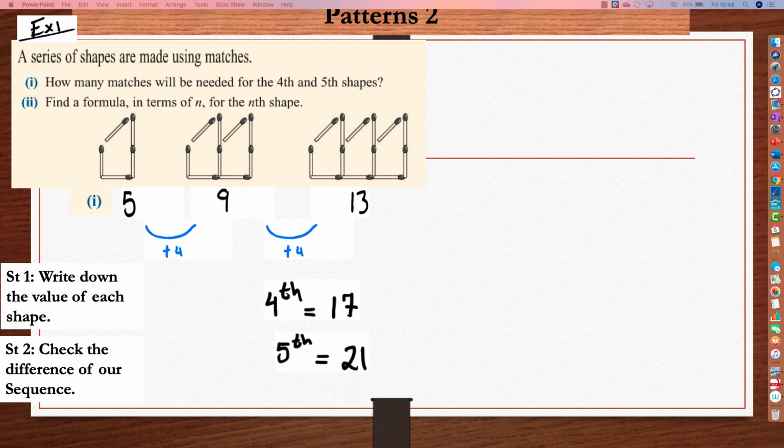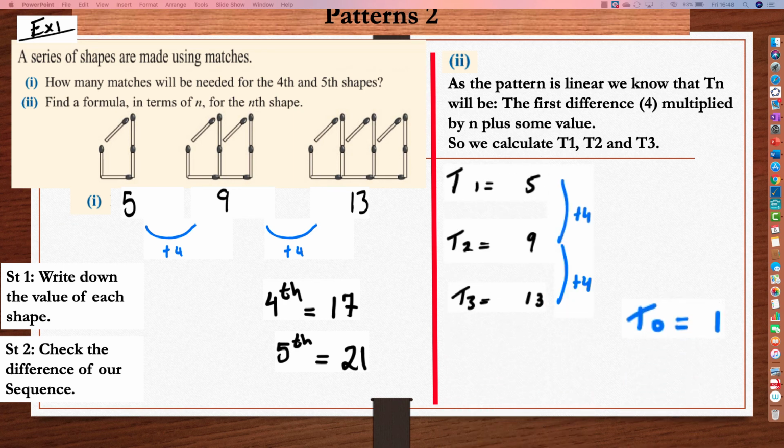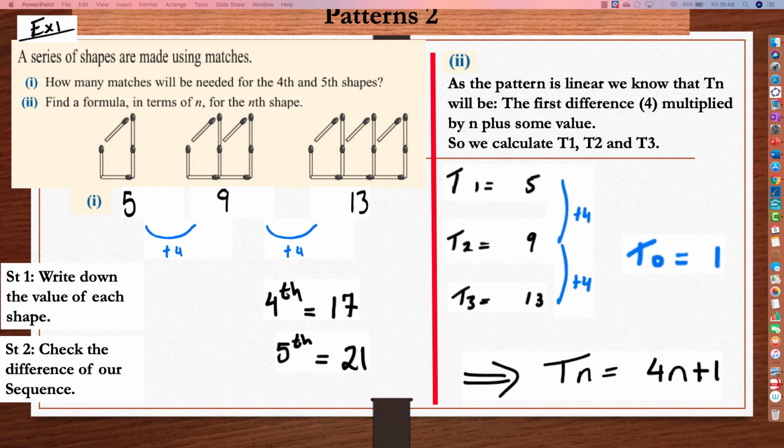My formula doesn't change. What's my formula? Tn is equal to Dn plus T0. Come on, close enough. So Tn is going to be equal to Dn plus T0. So that's 4n plus 1. Your difference is 4 plus T0, which was 1. Perfect. Right, let's have a go at this.